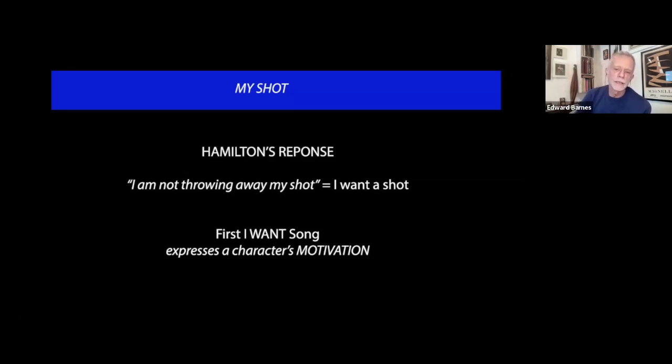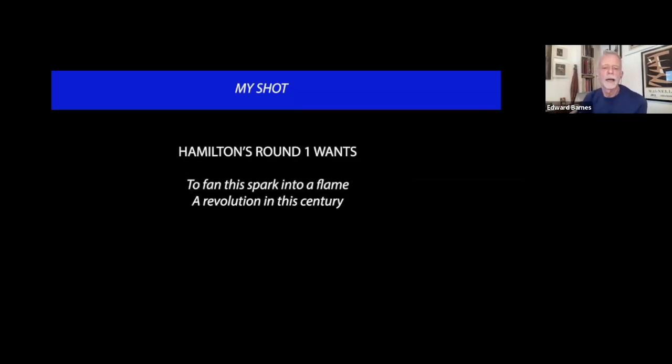And what we have here is a character who's got to express his motivations. Why is it he's doing what he's doing? Let's find out. And the way you do that are through a series of, quote, I wants. So Hamilton in this scene goes through 2 rounds of I wants.